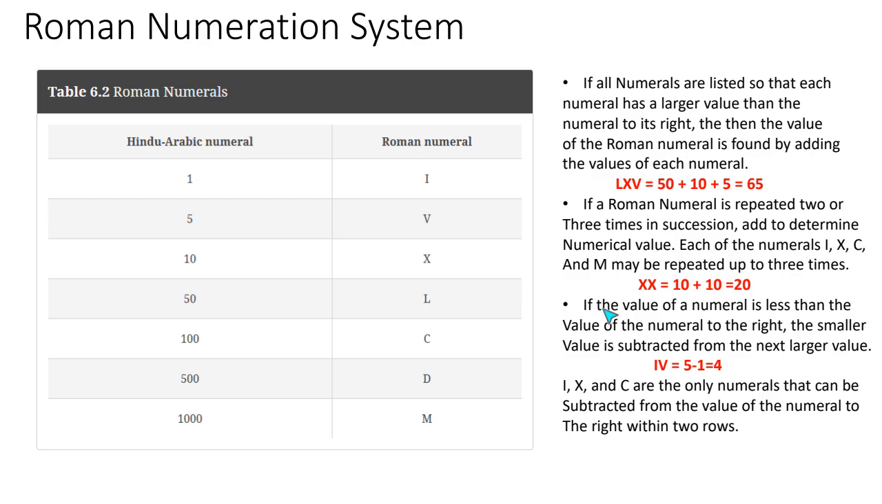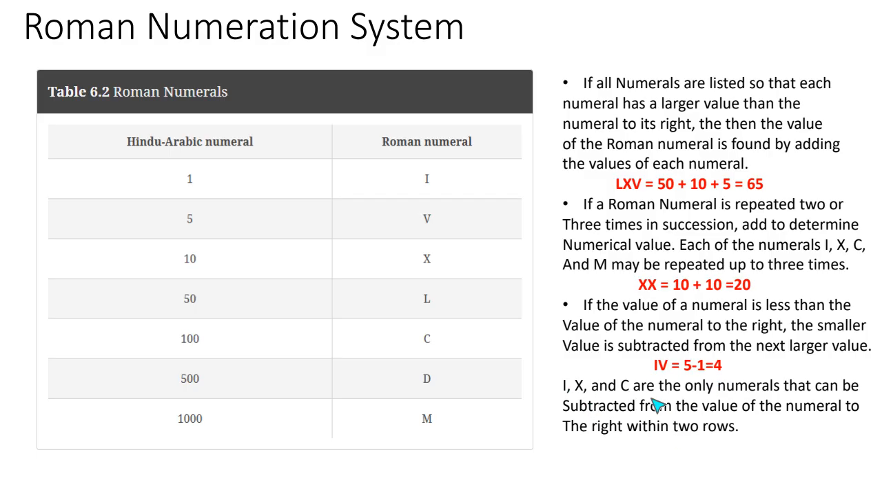Now another one is if the value of the numeral is less than the value of the numeral to the right, the smaller value is subtracted from the next larger value. So in this example here, I is smaller than V. When you see that, that calls for subtraction. And so we would write 5 minus 1 is going to be 4.